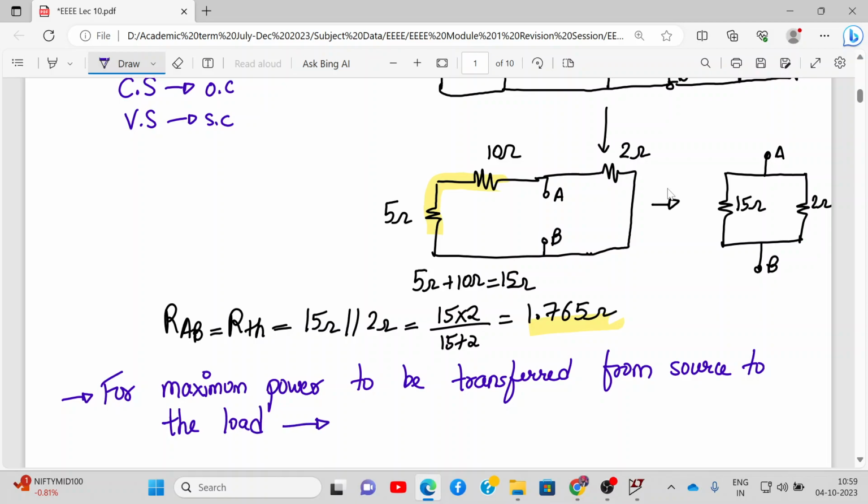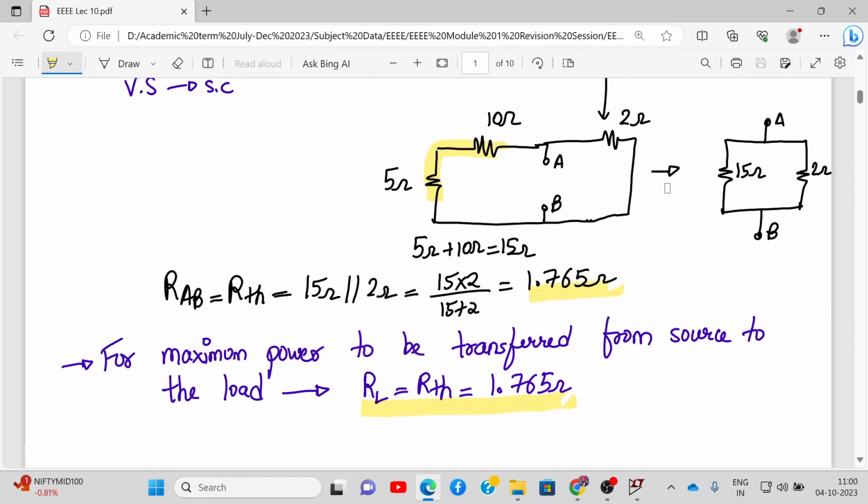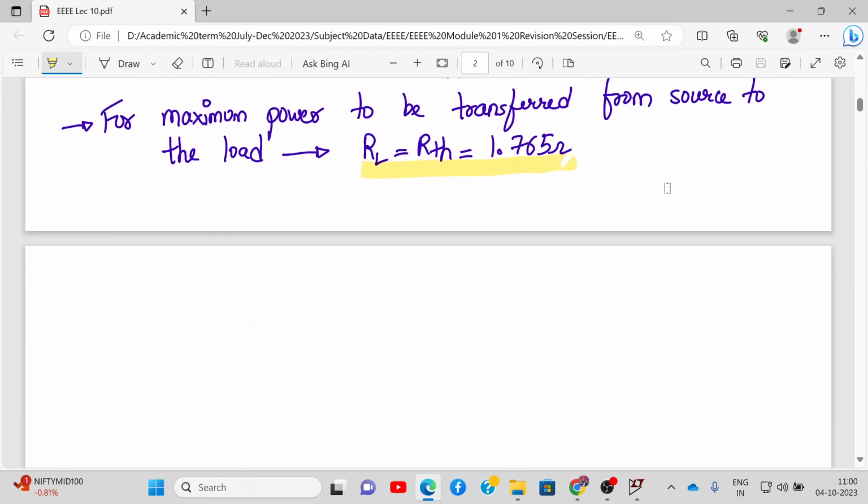For that, we have to keep RL equal to RTH, and that is equal to 1.765 ohms. All right, so we got the unknown value of load resistance, and the value is 1.765. Next, we need to find the value of VTH, and for finding the value of VTH, following is the procedure.